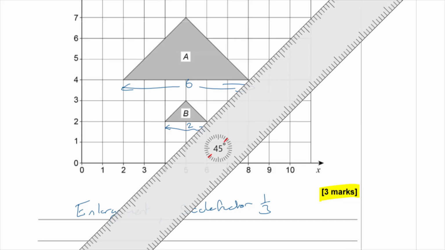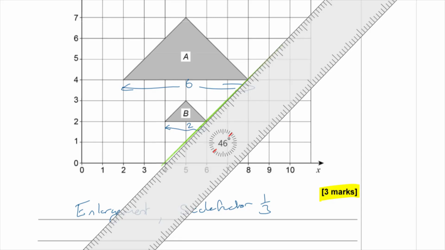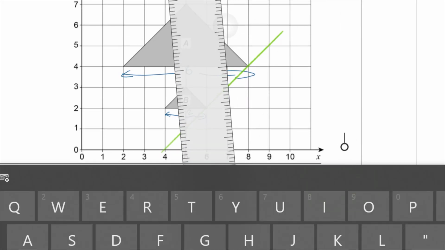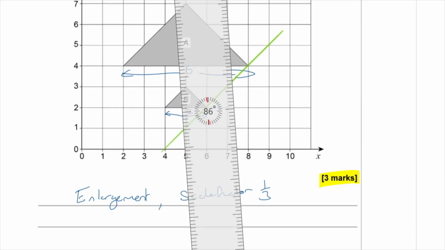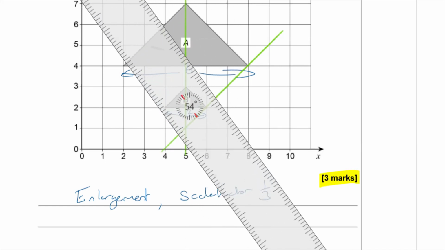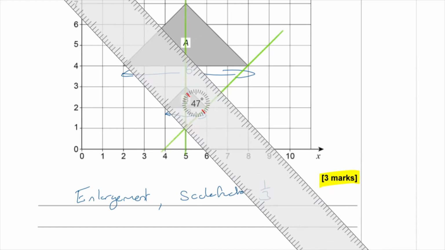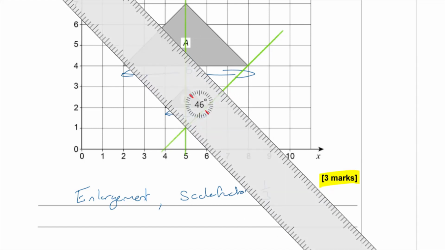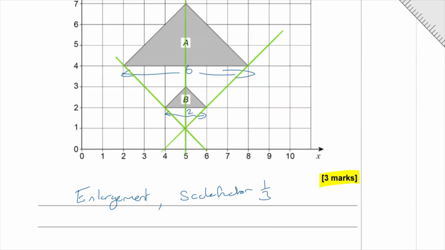So there's one. There's my first ray line. Tops of the triangles are here. Second ray line, and there's another one here. 2's normally enough, but let's just do 1 for luck. You'll find that they all kind of converge on one point, and that will be your center. So here, that's the center of enlargement there.